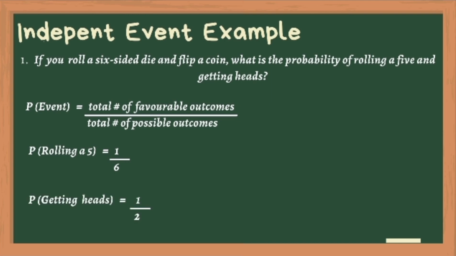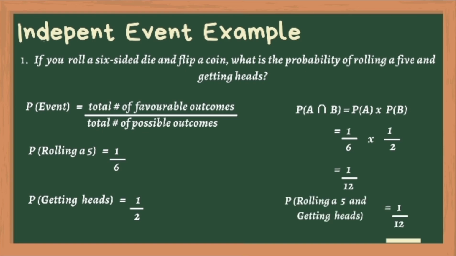For the second event, we know that the probability of getting heads is equal to 1 over 2 or 50%, because there is only one desired outcome, which is getting heads, and there are a total of 2 possible outcomes since the coin lands on either heads or tails. Now that we have the probabilities of each event, we can use the formula and all we have to do is multiply them together. 1 over 6 times 1 over 2 gives an answer of 1 over 12. The probability of rolling a 5 and getting heads is equal to 1 over 12 or 0.0833.